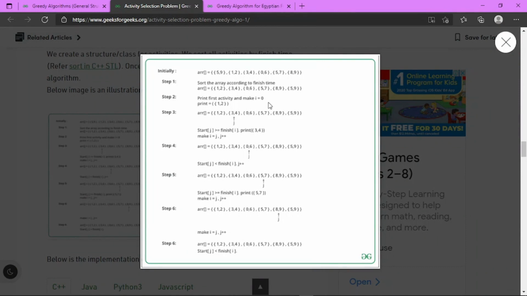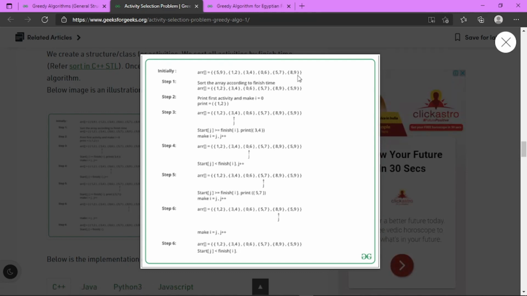You can see that initially we are given these array elements as pairs, an array of arrays. So 5 9: the first activity starts at 5, then ends at 9. Then start at 1, end at 2, start at 3, end at 4, start at 0, end at 6, start at 5, end at 7, start at 8, and end at 9.